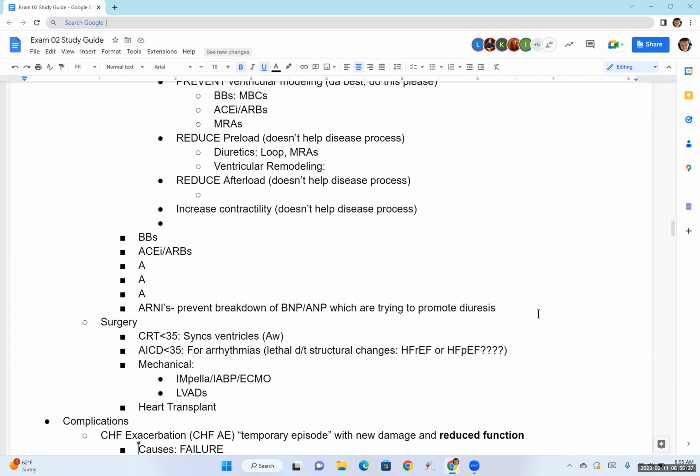Okay, and then an AICD, because they have arrhythmias that can occur with this AFib, all the way to VFib and VTach, because the ventricle's all dilated out and doesn't work well.